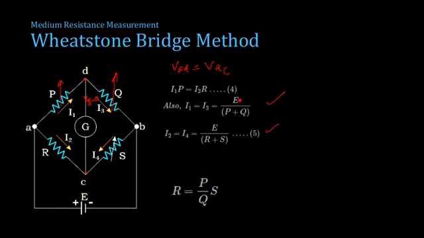So using these equations 4 and 5 and also this one, using all three equations, you can simplify and you will get R equal to P by Q into S, or the famous equation P by Q equal to R by S. The derivation is simple, you can get the answer in 2 steps. So this is the well-known equation P by Q is equal to R by S, and from there the unknown resistance R can be found out.